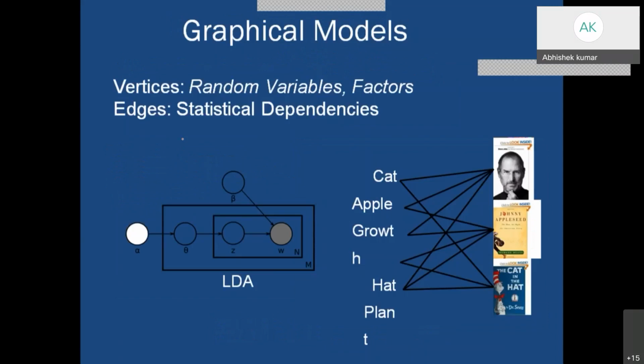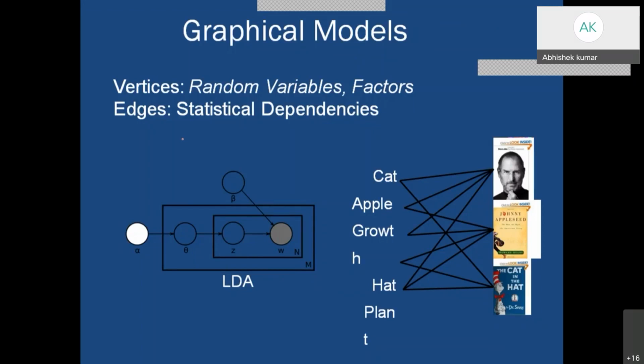So cat, apple, growth, hat, plan. Random variables, factors, edges. What are the edges showing here? Statistical dependencies. So with this kind of thing, the data model can be trained like this, so that it will give the right answer. It could be an analytic technique, it could be subgraph analysis. It could use the page rank algorithm. Contrary to popular belief, page rank is not named after the fact that the algorithm ranks pages. So we have these kinds of things.